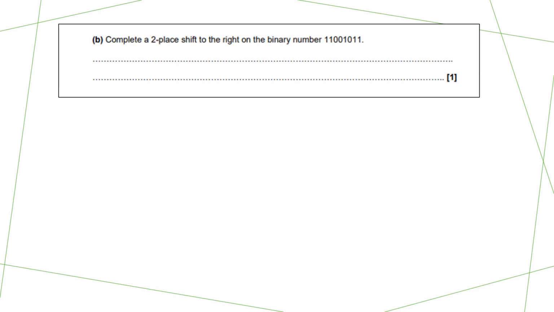Next question says complete a 2-place shift to the right on the binary number 11001011. So sometimes they phrase this slightly differently, but at the end of the day, it's a binary shift. So you have to move the binary across. Some people like to draw this out in a grid. Some people can visualize it in their head. But have a go at doing this now. Take your time. I know it's only 1 mark, but it's an easy mark if you have this skill.